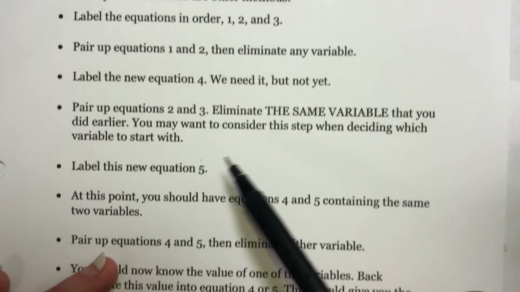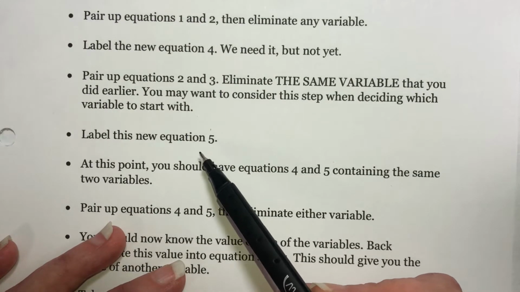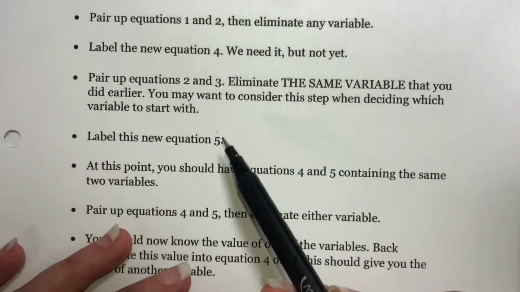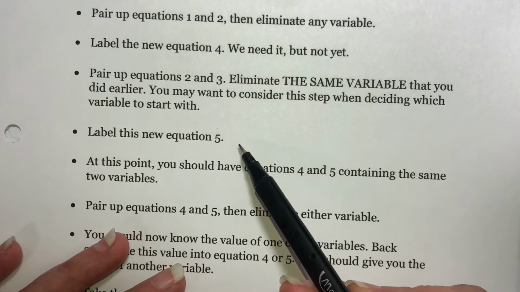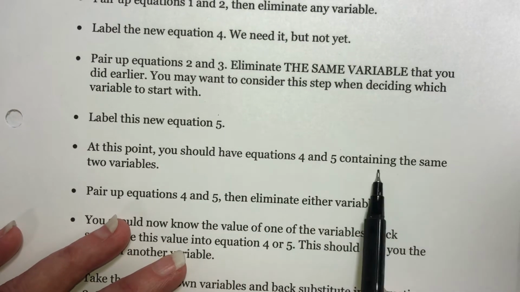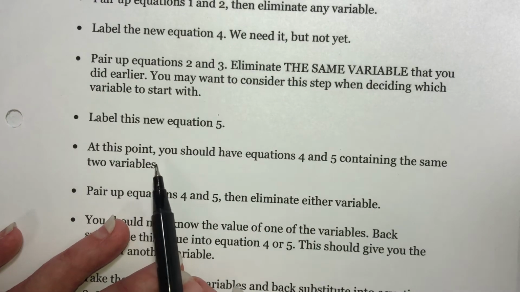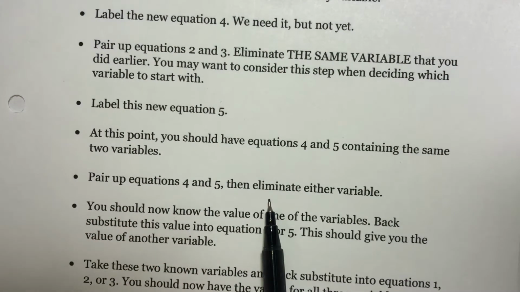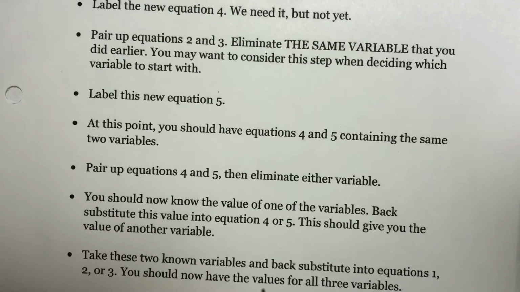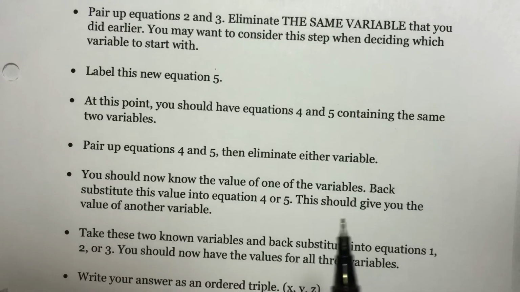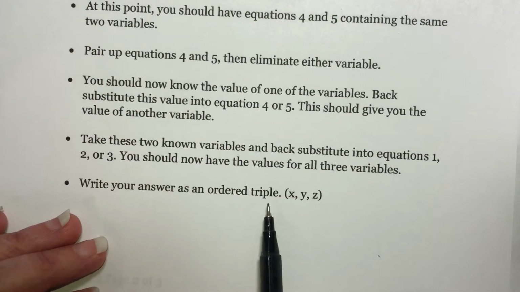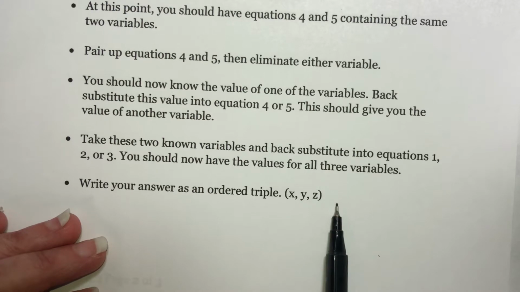We're going to eliminate the same variable, and we're going to label this new equation 5. So if this one, we got rid of x here, we have yz here. If we get rid of x again, we're going to have yz here. So now we're going to have 2 equations containing the same 2 variables. And now we can solve it using what we did in 4.1, okay? Then we will know the value of either y or z. Then we'll start back substituting until we get our answer that we write as an ordered triple, and it's always x, then y, then z.